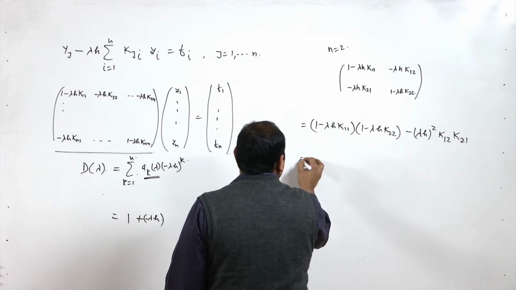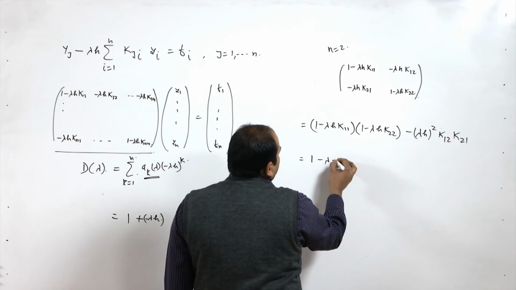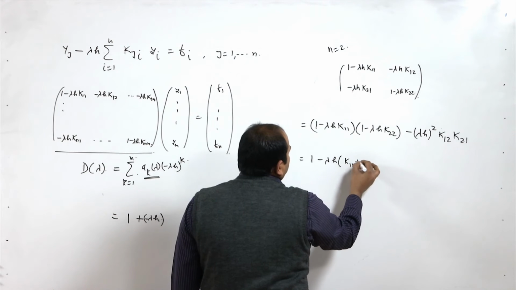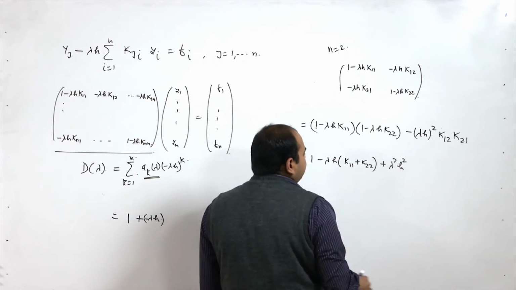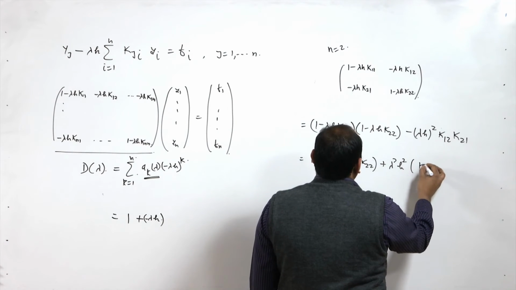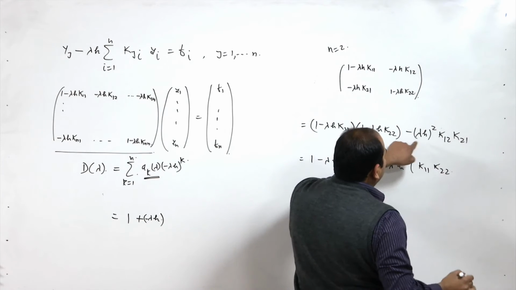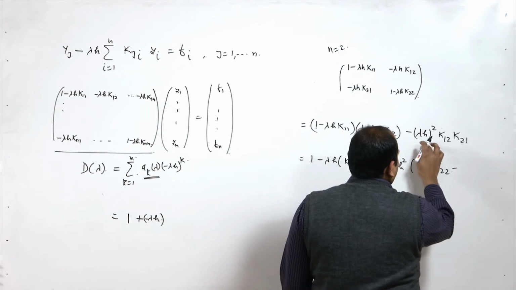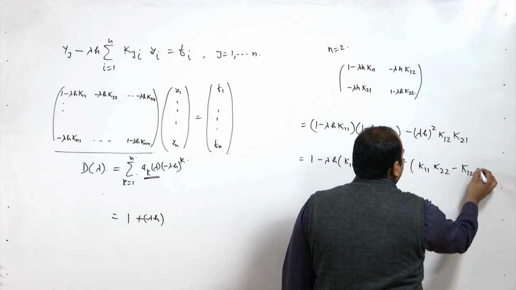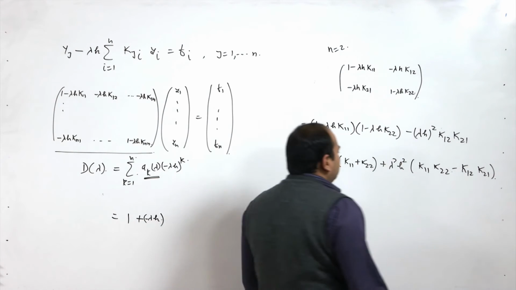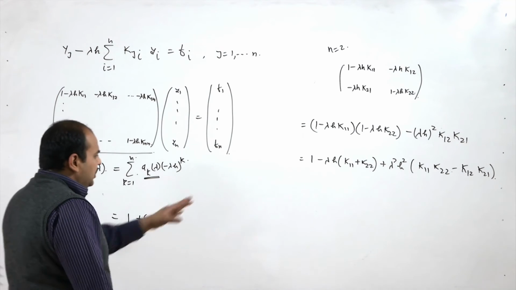If you simplify this, you can write this as 1 minus lambda h times k11 plus k22, plus lambda square h square, and it is k11 k22, and here we also have the same thing, minus lambda square h square common, k12 k21. So for n equal to 2 we try to show that 20 can be obtained by this.